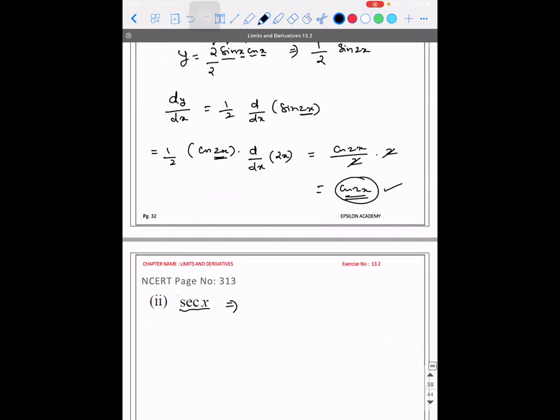So derivative of secant x is secant x tan x. We know this because secant x can be written as 1 by cos x, and then you can proceed.